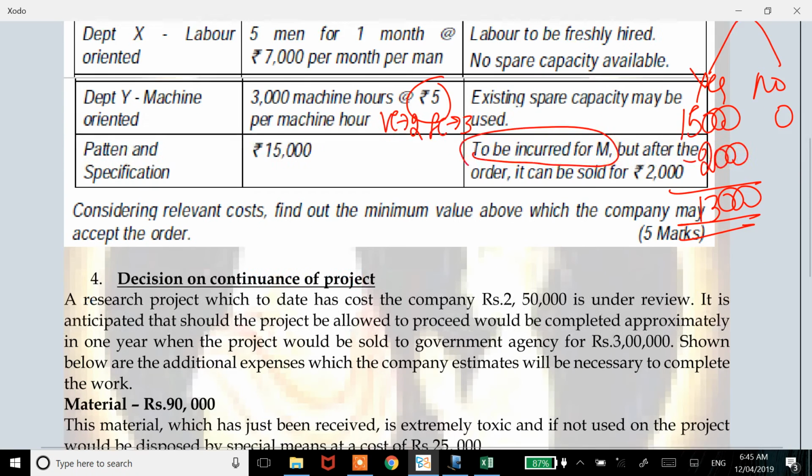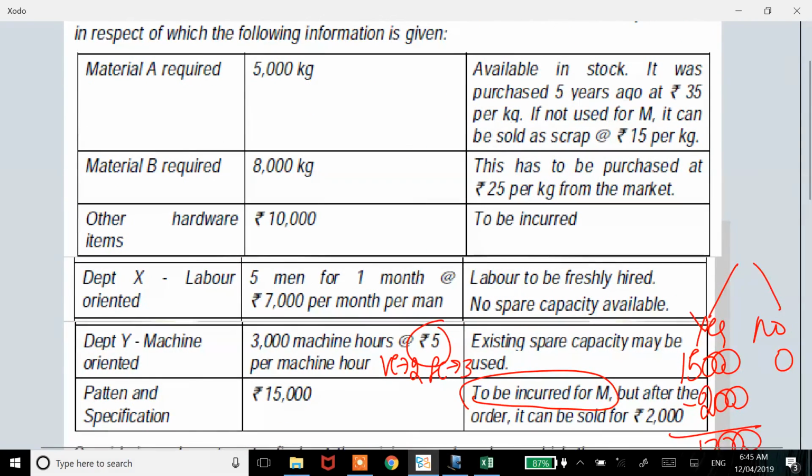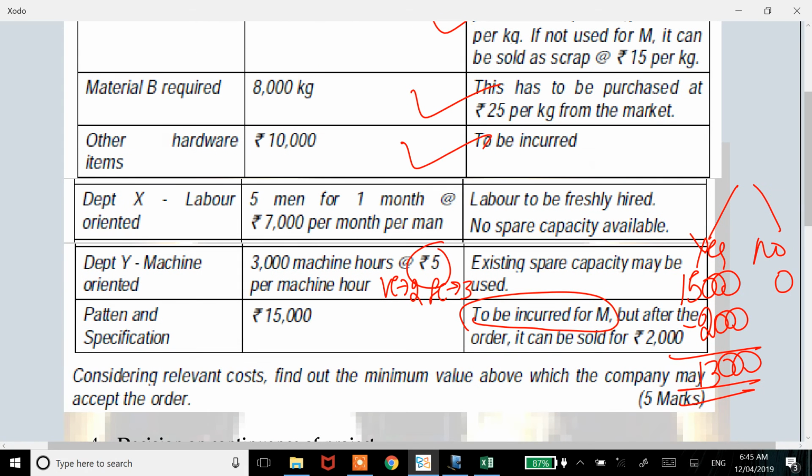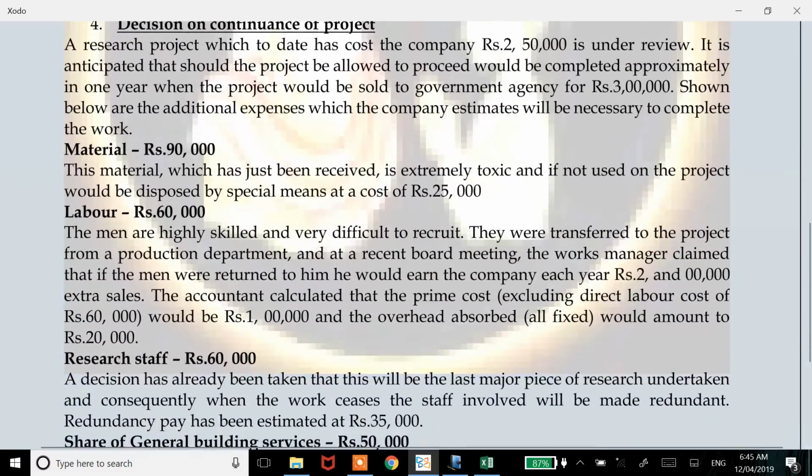What is the overall relevant cost? 5 into 15, 75, 275, 285, 290, 320, 3,33,000. Yes, 3,33,000 is the relevant cost. The relevant cost for this order is 3,33,000. Any doubts in this number? Can we proceed? Let's look at question number 4.